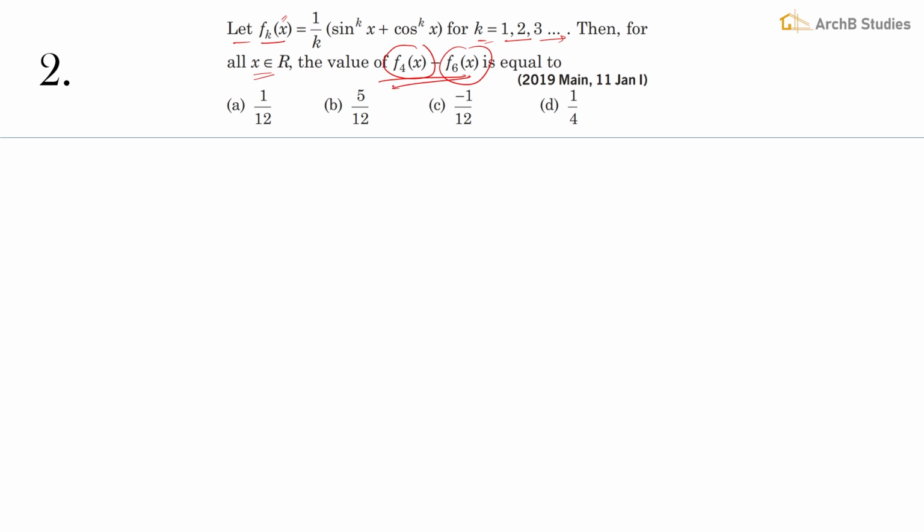First we find f_4(x). So f_4(x) will be 1/4 into (sin to the power 4x plus cos to the power 4x). If we consider sin square as a and cos square as b, then a squared plus b squared, we can apply the identities which you have learned in your previous classes.